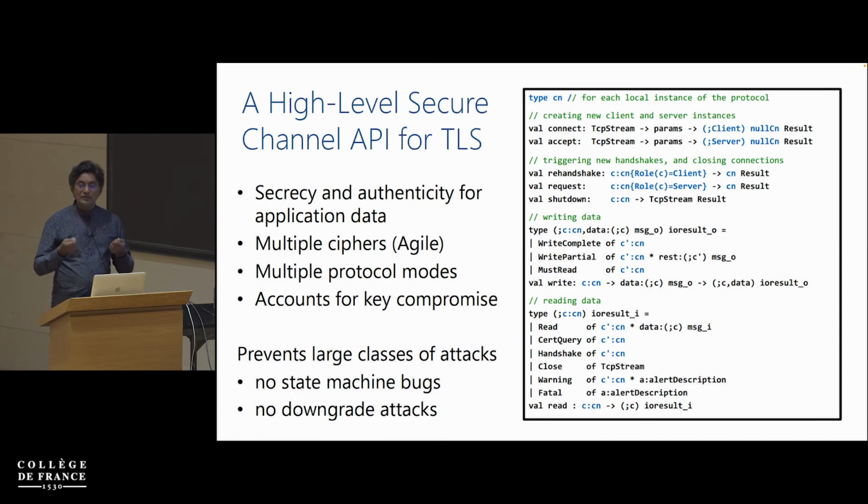The API here does account for multiple ciphers, so it's agile, including strong and weak ciphers. So it gives you different guarantees depending on the quality of ciphers you use. It accounts for different protocol modes. It implements many different modes and composes them correctly, and accounts for compromised keys. So some of the clients, some of the servers may be compromised, and it's able to say what would be the security in these cases.